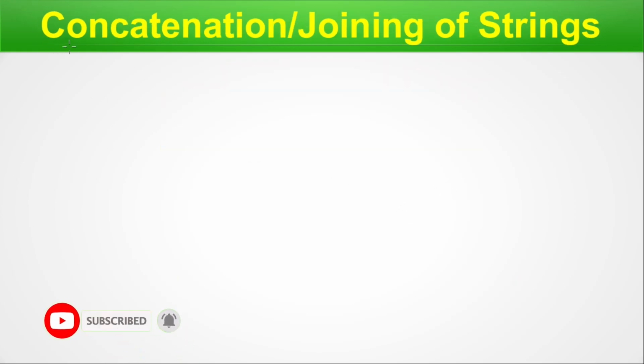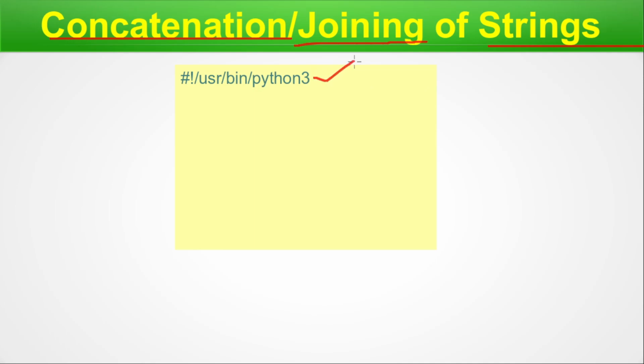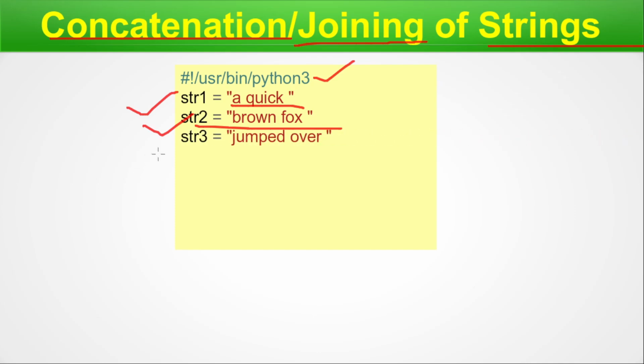Here we will do the concatenation or joining of strings. Earlier we have done the splitting, right? Now we will do the joining. So the first line is our Python interpreter. This is not needed in Windows. The first string is str1, a quick. The next one is str2, brown fox. And then we have str3, jumped over, and str4 is a lazy dog.